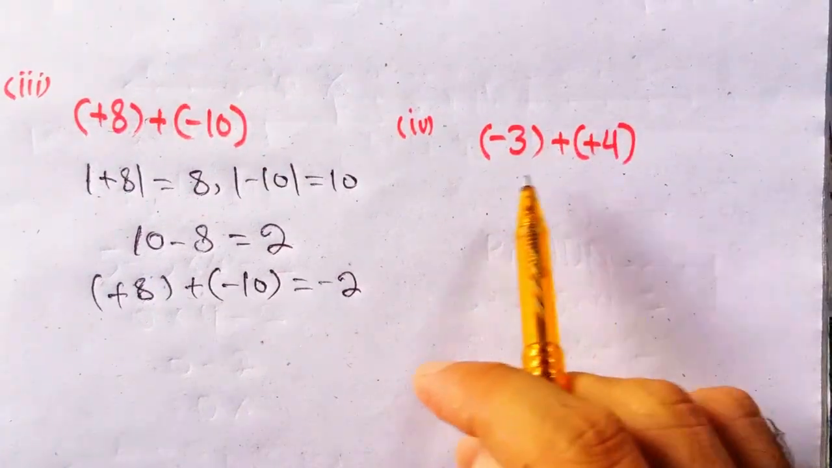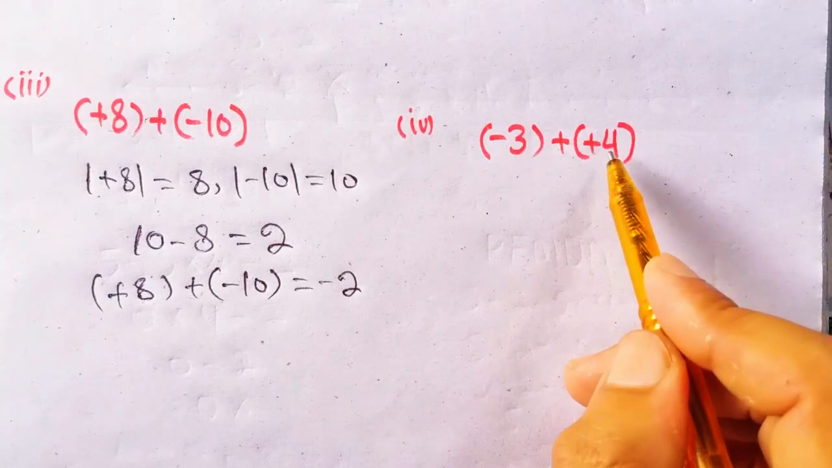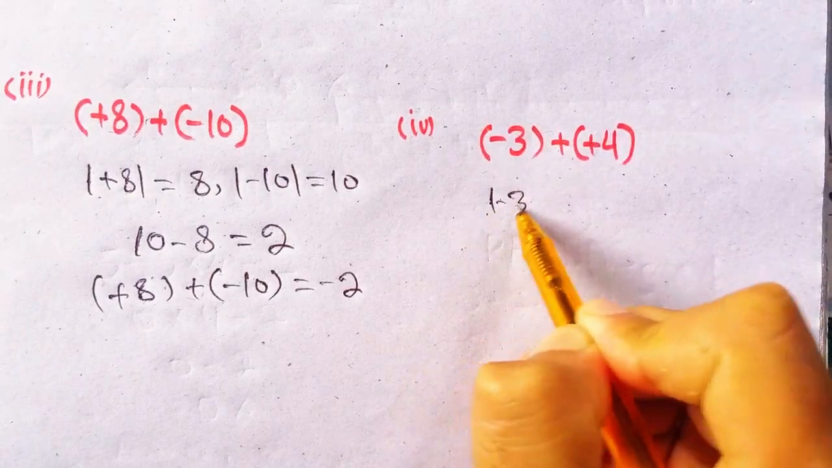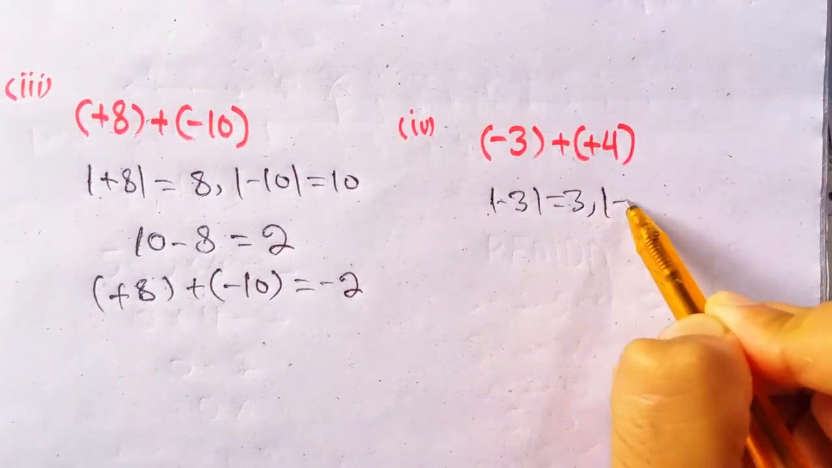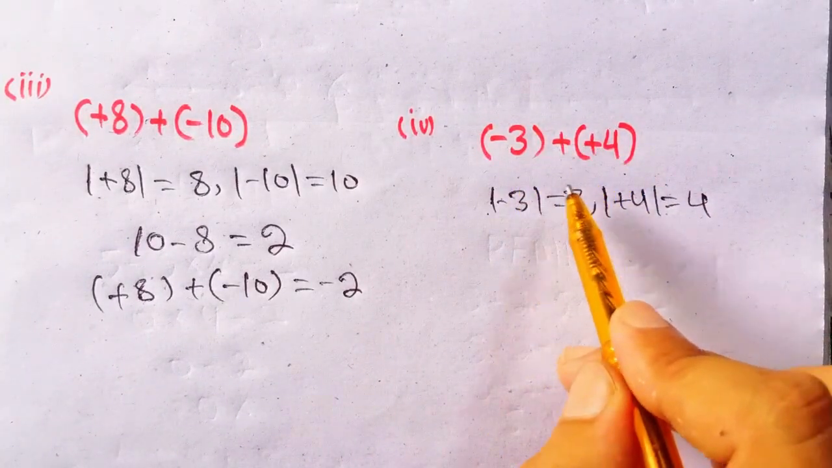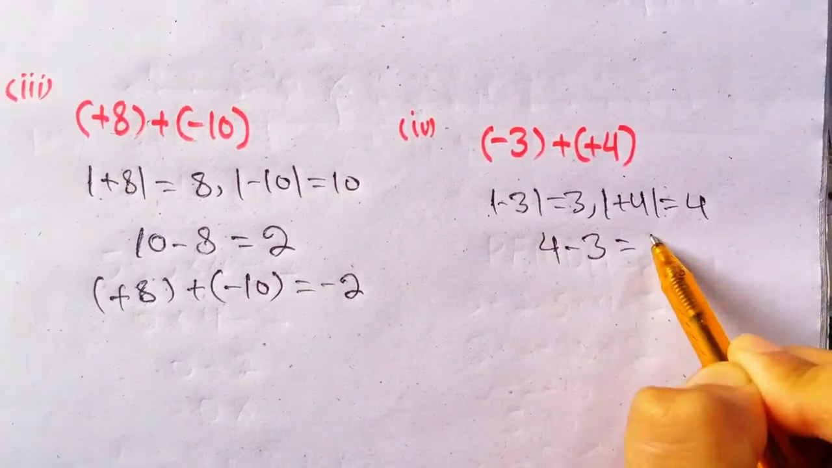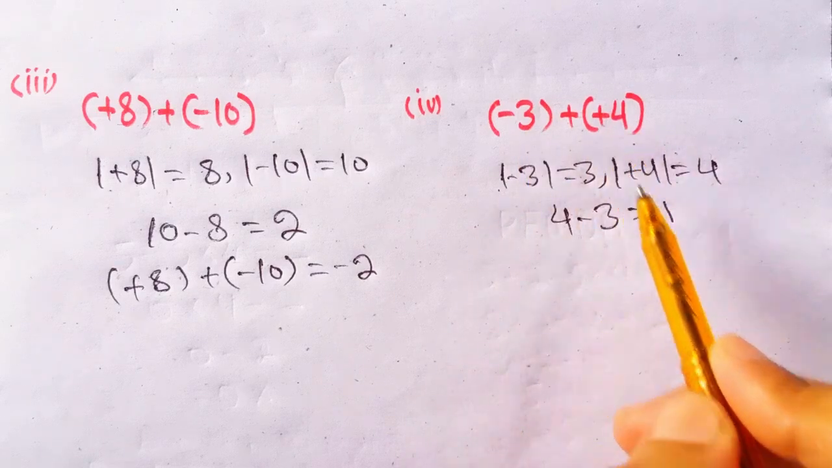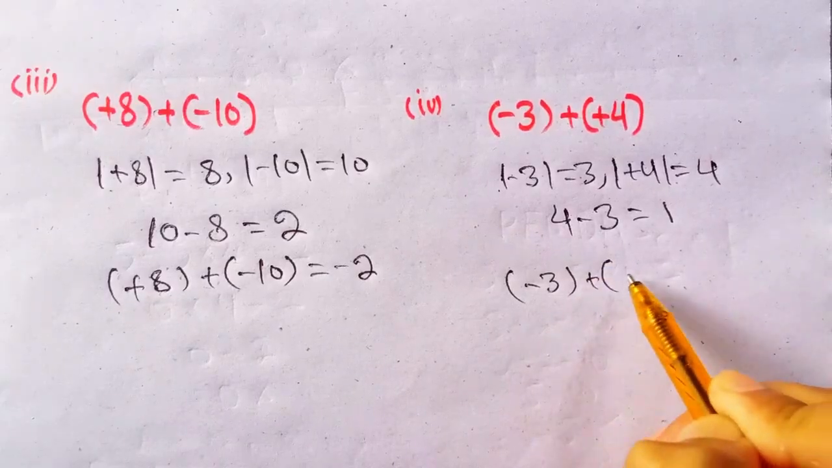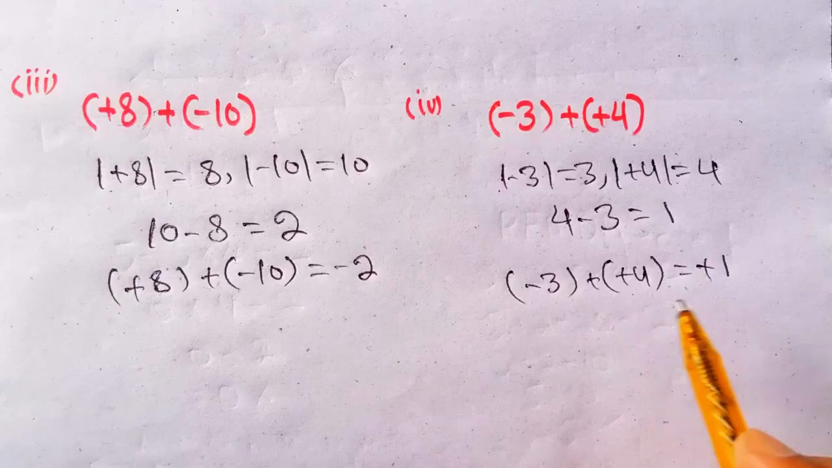Now we are going to add these two integers. Here the negative integer is smaller and the positive integer is greater. Again we will take the absolute values of the two numbers. The absolute value of negative 3 equals 3 and the absolute value of positive 4 equals 4. As the two integers have opposite signs, we will subtract the smaller absolute value from the greater one: 4 minus 3 equals 1. Now we will put the sign of the greater integer before the final answer. So negative 3 plus positive 4 equals positive 1. So this is our final answer.